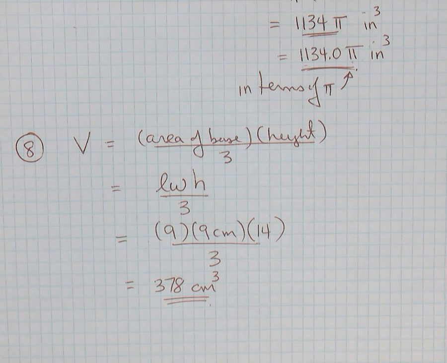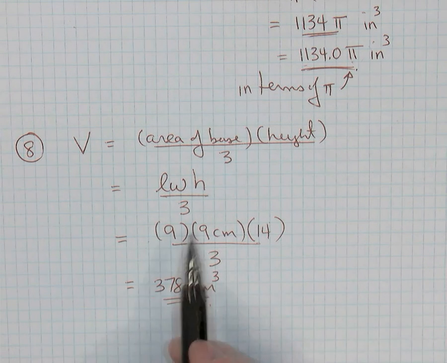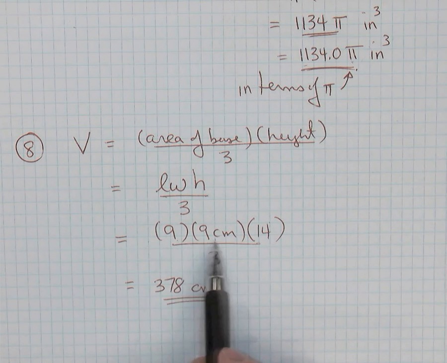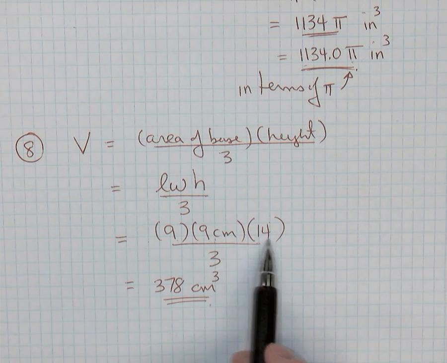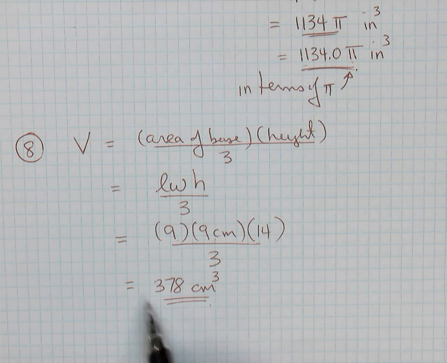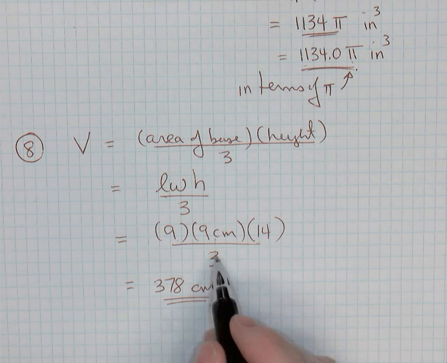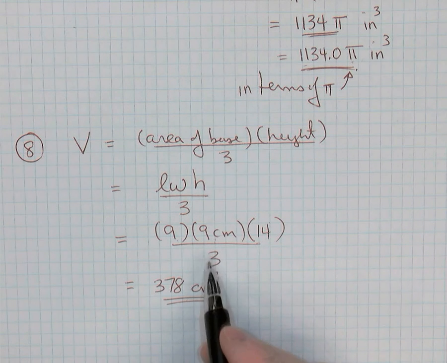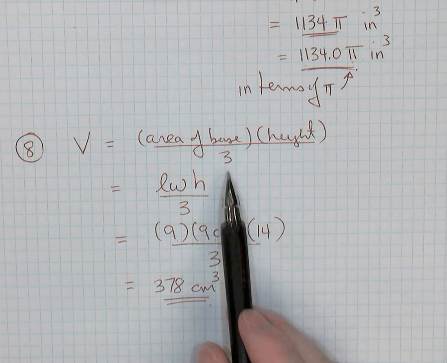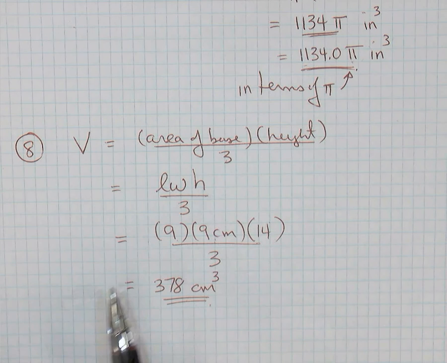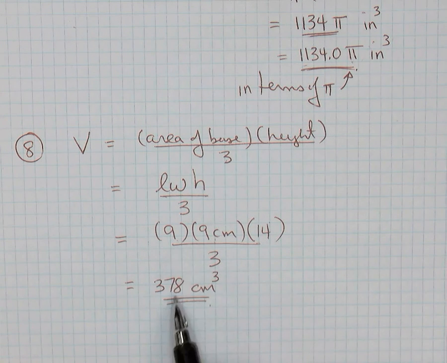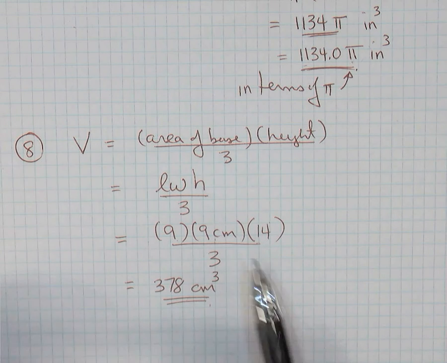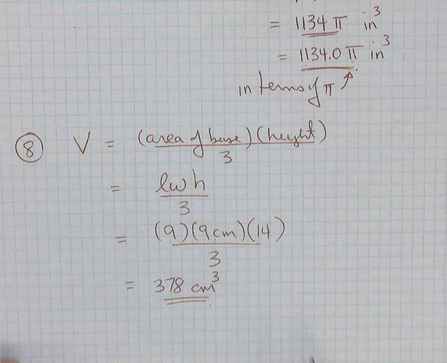Now what about rounding off the answer? These two dimensions had only one digit. This one has 2 digits, so we can keep only one digit in this answer when we multiply and divide. Notice I'm ignoring the 3. When you're rounding off, you don't use the 3 from the formula because that's not a measured 3, that's an exact 3. Only round off based on the measurements, the lengths, the widths, the heights, things like that.